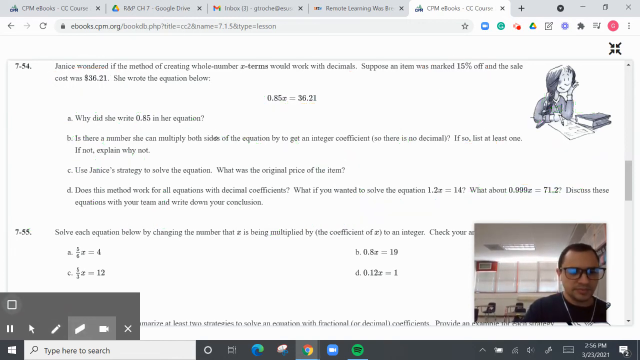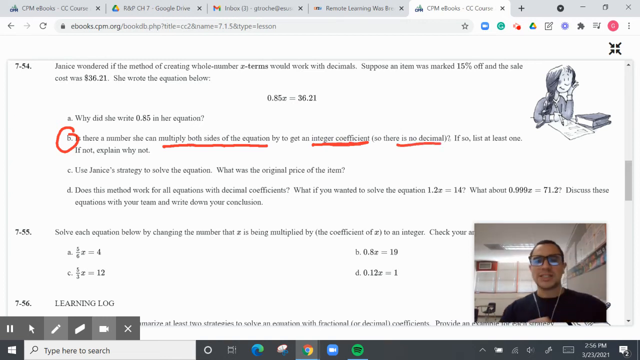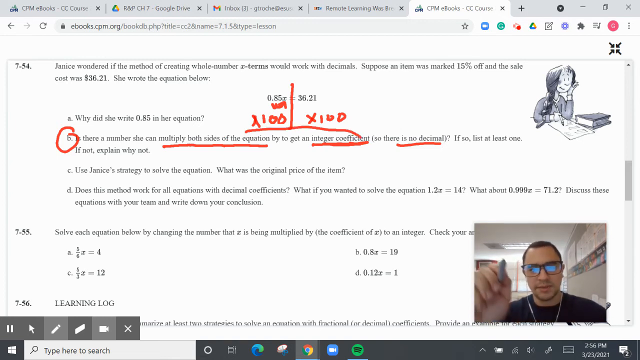B. Here, is there a number she can multiply both sides of the equation by to get an integer coefficient? So there's no decimal. How can I get no decimal on this side? Well, that means I need to move this decimal over twice. How do I move a decimal over twice? I multiply by 100. Anytime you want to get rid of decimals, you multiply. So this is going to move over twice. So that's 85x equals, and then that moves over twice too.